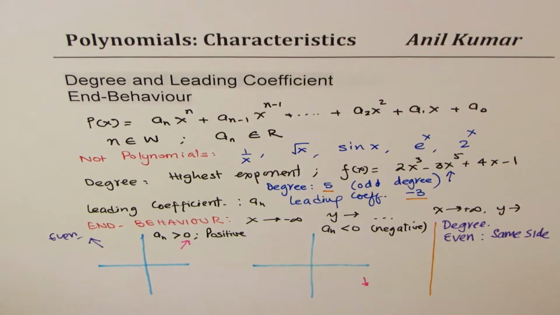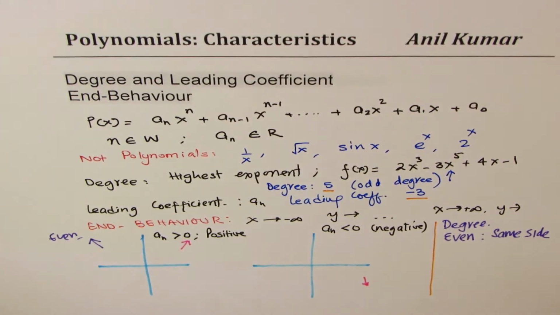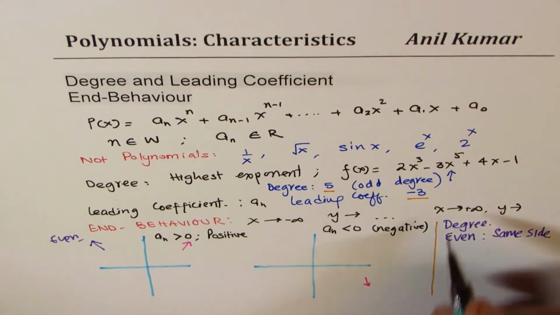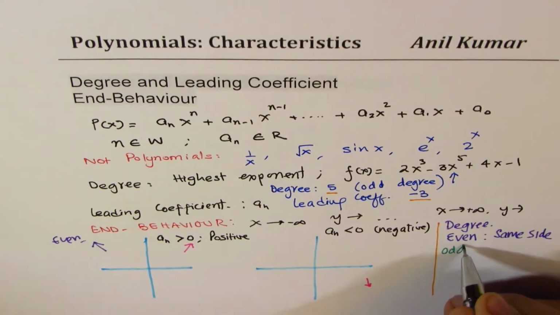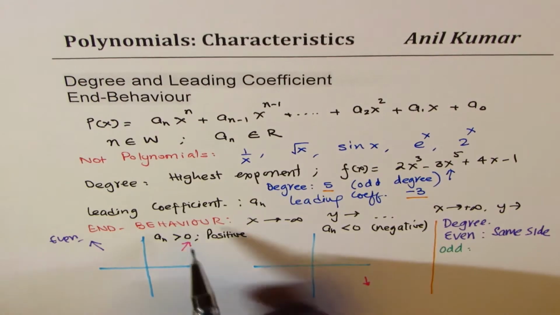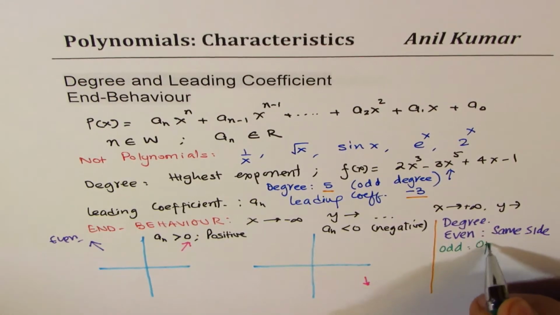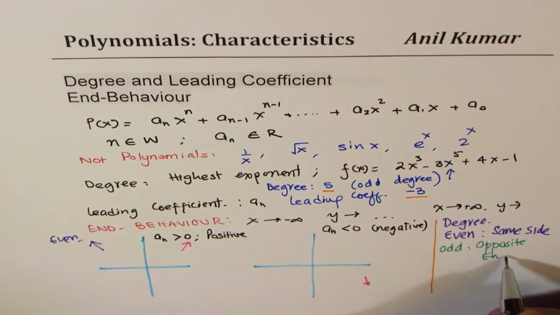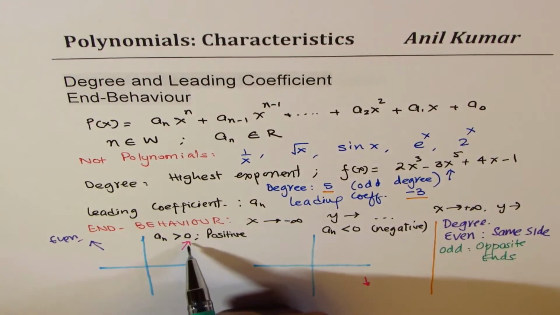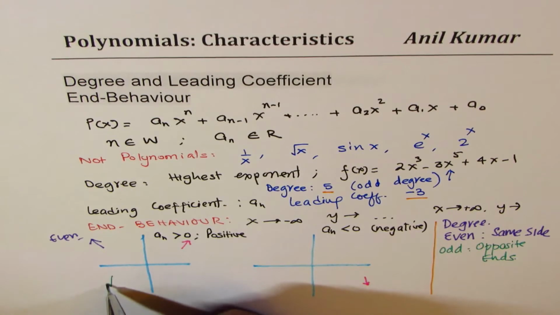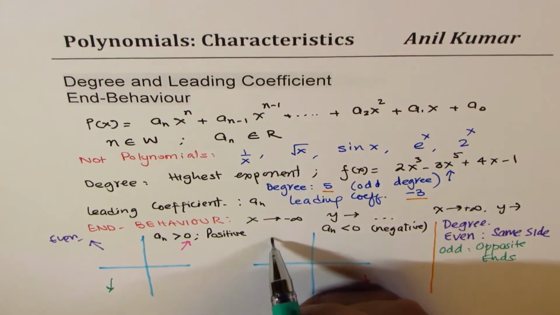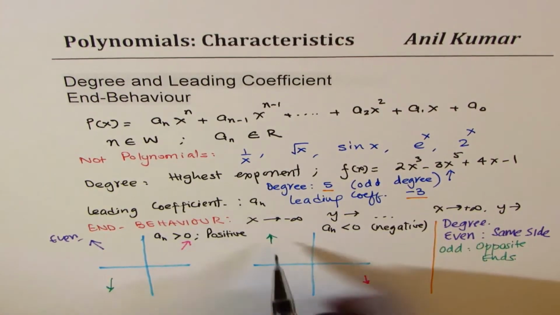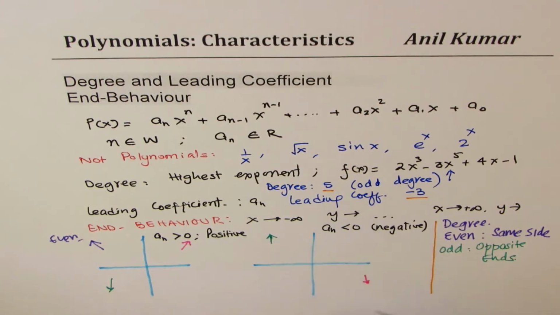However, if the degree is odd, let me use another ink here. If the degree is odd, then they will face the opposite ends. That is to say, the function will be kind of like this. Opposite means kind of like this. You get an idea, right? So that is opposite ends.